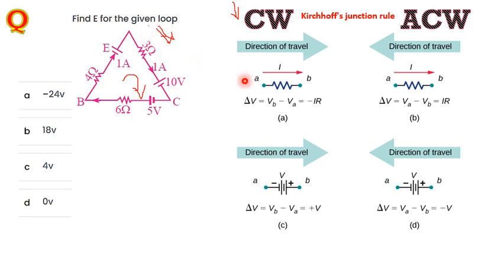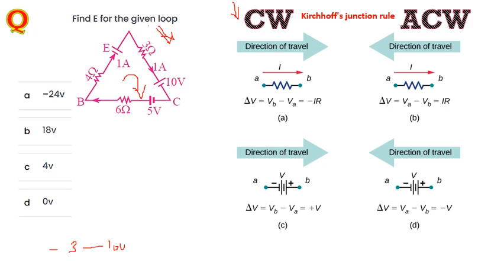Once you cross this, the potential is minus IR. The current here is 1 ampere and the resistance is 3 ohm, so what you have here is minus 3. Am I clear? Okay, now coming to the battery. The direction of travel here is clockwise, going from positive to negative, so you have to mention a negative value. So I mention here minus 10 volt.